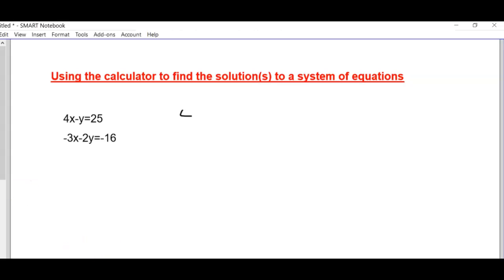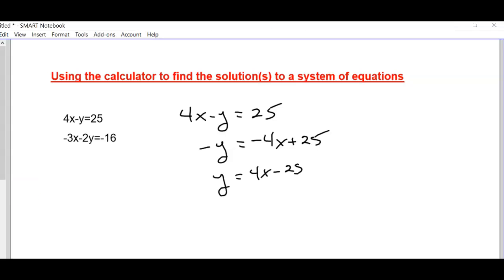So the first equation, we're going to go ahead and write it down. It's going to be 4x minus y is equal to 25. To solve that, move the 4x to the other side. So negative y is equal to negative 4x plus 25. And then divide through by a negative. So y is equal to 4x minus 25. That's our first equation.